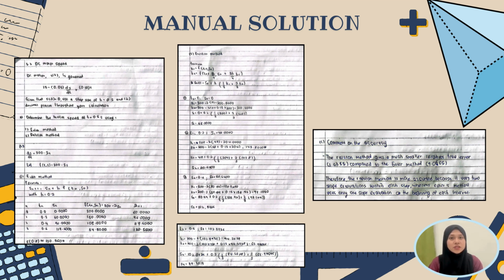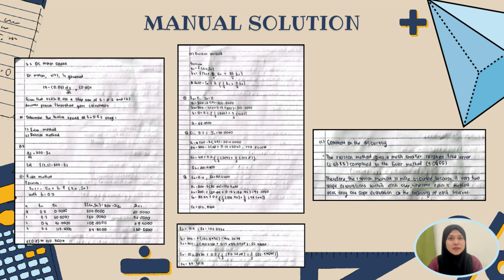For the manual solution, we solve the DC motor speed problem based on the differential equation ds over dt equal to 300 minus 2s with the initial condition s0 equal to 0. The motor speed was calculated from t equal to 0 to t equal to 0.8 seconds using a step size of h equal to 0.2. Two numerical methods were applied, namely the Euler method and the Heun method.